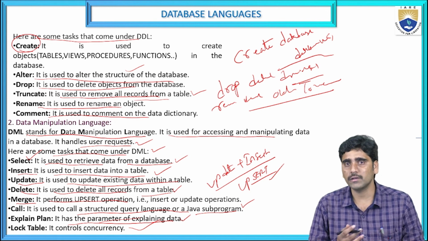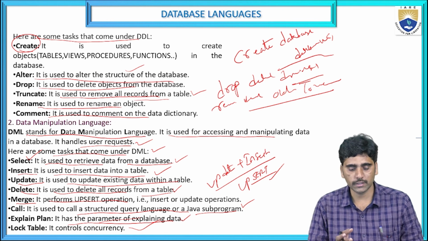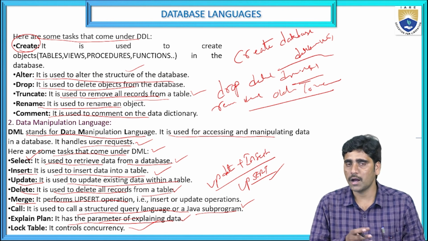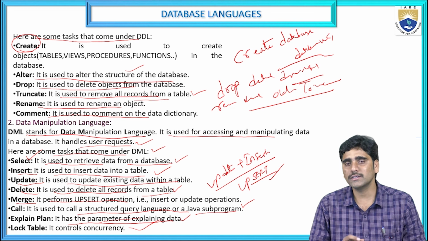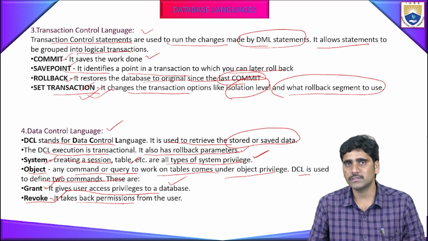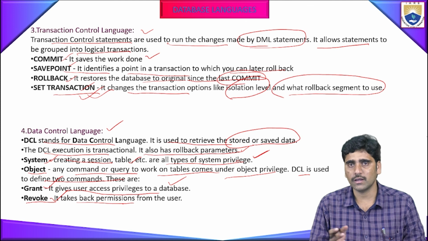Similarly, data manipulation language contains select, insert, update, delete, merge, call, explain plan, and lock table. Among these, select, insert, update, and delete are very important commands to interact with the database. And similarly, transaction control language: in regular use, we are committing, and we note commit, savepoint, and rollback. These are very important commands in regular life also.